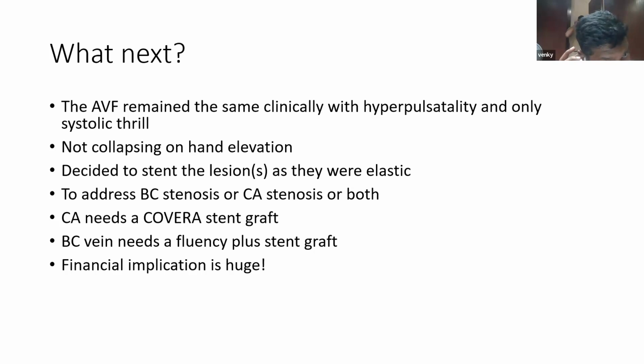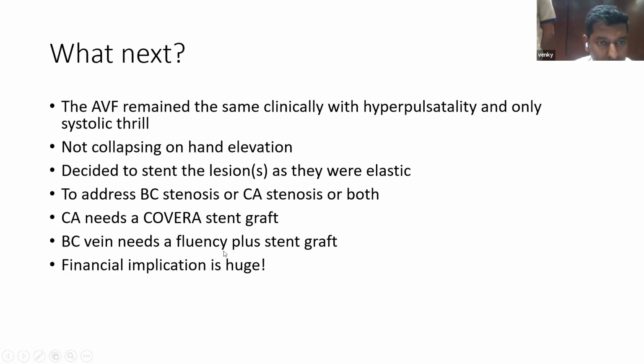And by convention, if at all you want to put in a stent in an AV access, it is better to put in a covered stent. That's a stent graft. For the cephalic arch, we normally prefer the Viabahn stent graft, which conforms nicely to the curvatures of the vein. And for the brachiocephalic vein, we use a Fluency Plus stent graft, which, if I'm not wrong, is the only available covered stent at that size, 13 and a half or 14 millimeter in diameter.